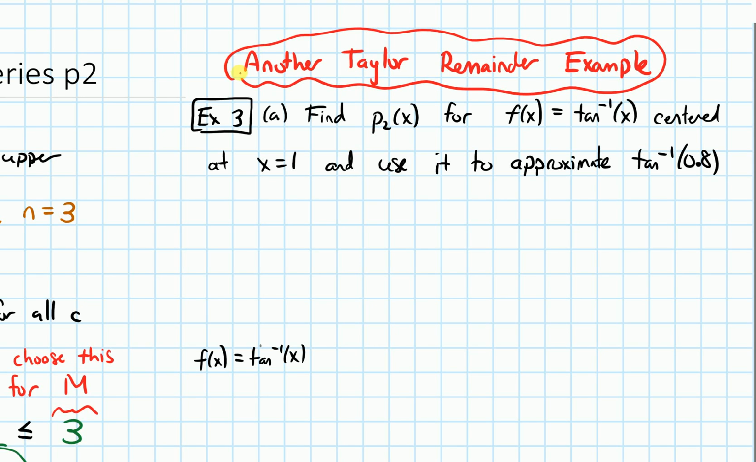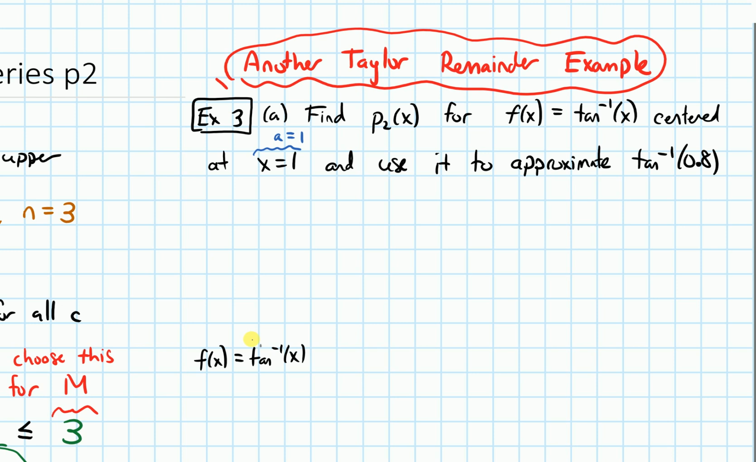In this video, I'm going to do another Taylor remainder example. Okay, so this is example 3. In part A of this, let's find P2 of x, so the second Taylor polynomial, or second order Taylor polynomial, for f of x equals tangent inverse of x. That's centered at x equals 1. So when I say x equals 1, I mean the center point A equals 1. And then use that to approximate tangent inverse of 0.8.